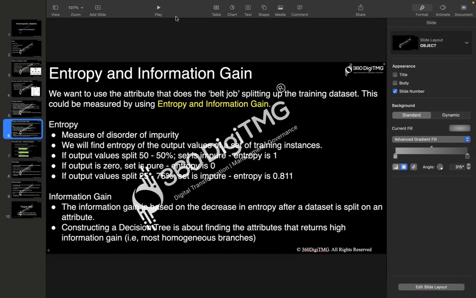If the output is 0, the set is pure and the entropy will be 0. Then if the output splits 25 to 75%, the set is impure, and the entropy will be 0.811. So we can do all the calculations on the entropy.